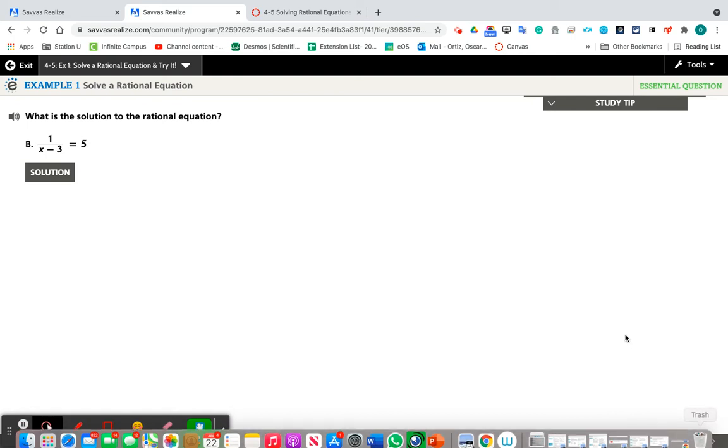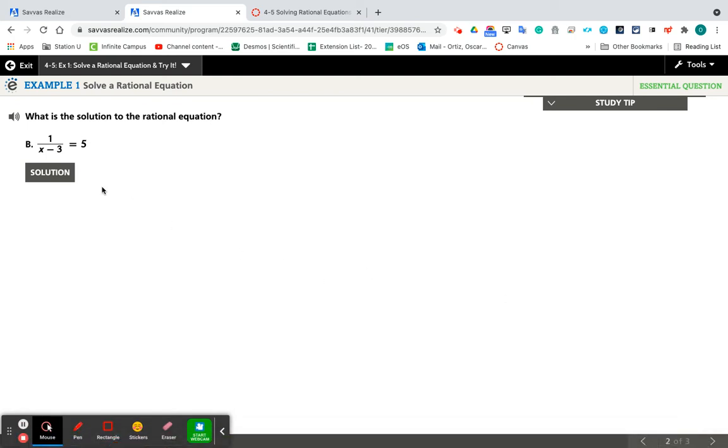On the second example, same idea. In this case, if we multiply by x minus 3 on both sides, we should be able to cancel out the denominator. Only remember that we can do all of these if x minus 3 is a number different from 0.